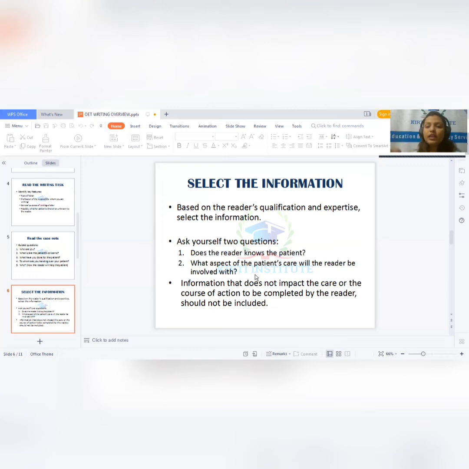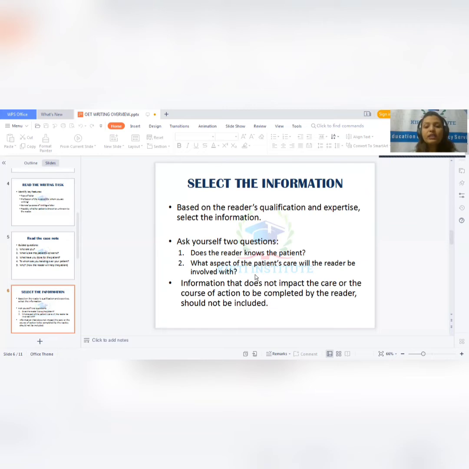You can start putting a tick mark for the information that you are definitely going to include. If there is any confusion whether some information should be included or not, because sometimes there is certain information like the patient is diabetic, hypertensive, obese, or has allergic reactions, this kind of information may relate to almost all body systems, right? So if you are confused about whether to include it or not, you have to ask yourself these 2 questions.